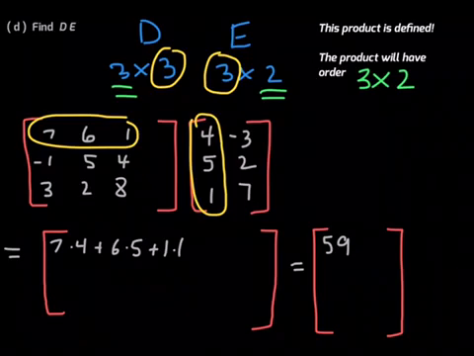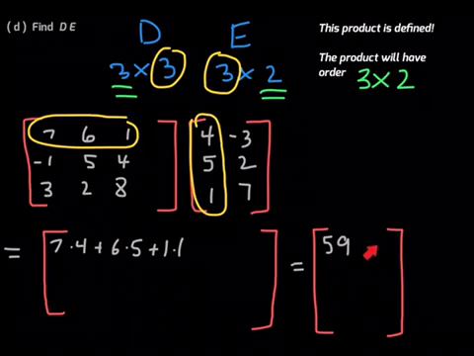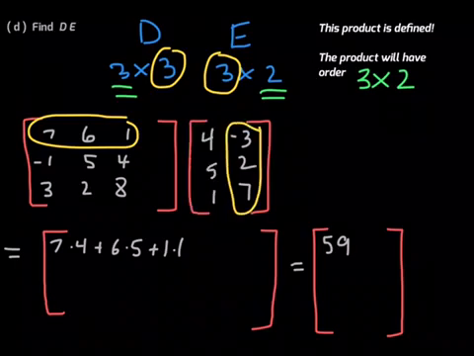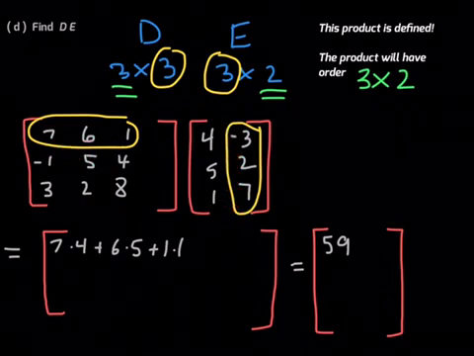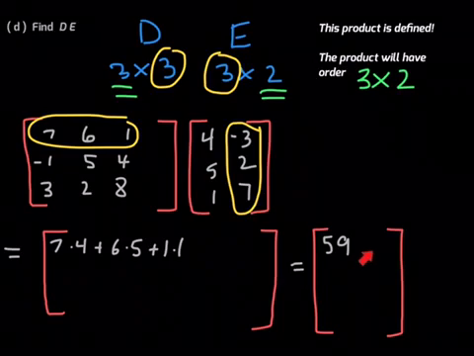All right, let's go for the next one. Let's stick with the first row. So first row, second column. Here we go: 7, 6, and 1 is the first row, and negative 3, 2, 7 is the second column. That's going to give us this entry. First row, second column. All right, let's go for it.